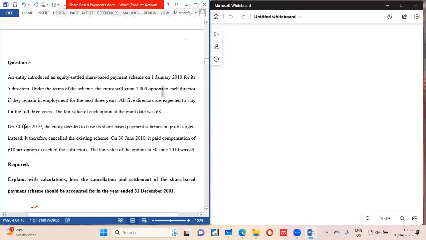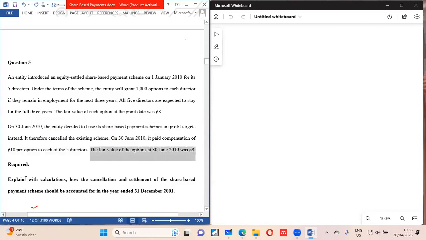All right. So on June 2010, that is halfway, June 30th, halfway, the entity decided to base its share-based payment scheme on profit target instead, and therefore canceled the existing scheme. On 30th June 2010, it paid a compensation of 10 per share for each of the directors. The fair value of the option on June 2010 was 9.